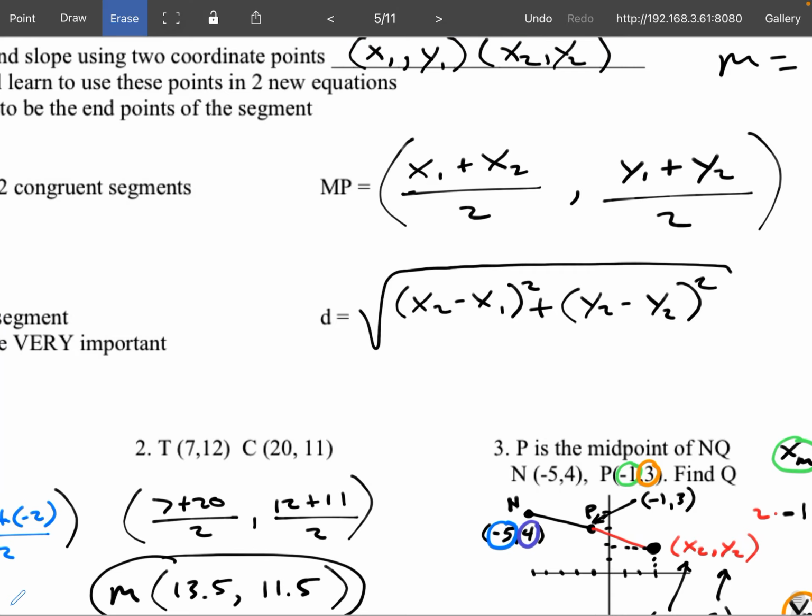And actually, this is where the Greeks discovered that there were irrational numbers, okay? This is going to come out to be some weird square root.